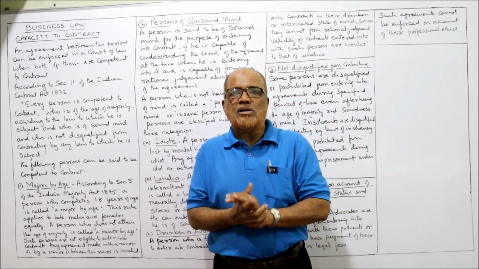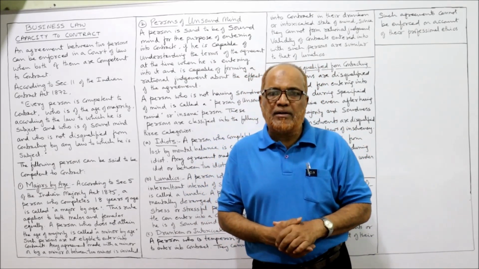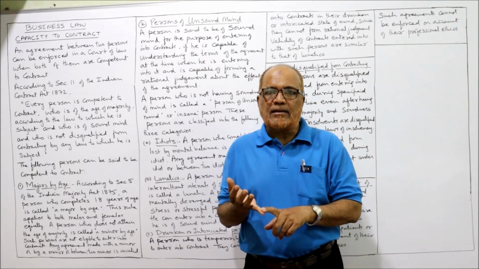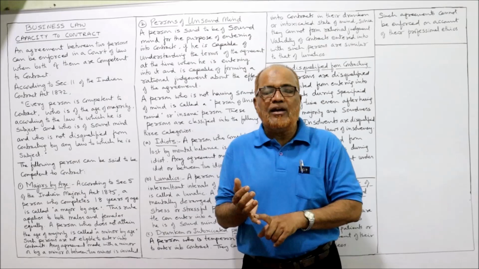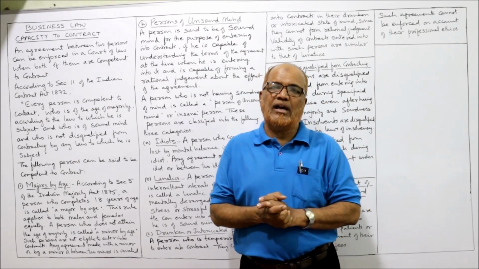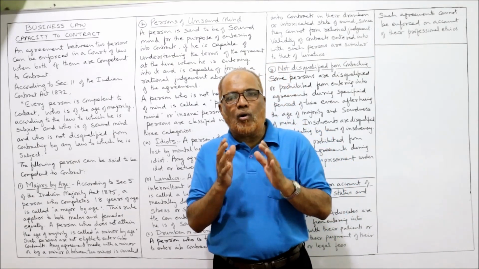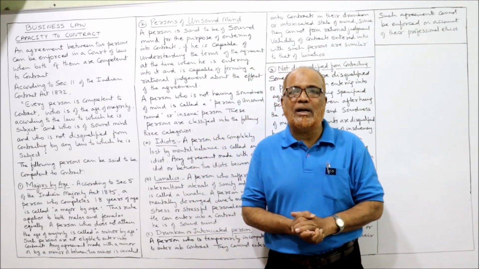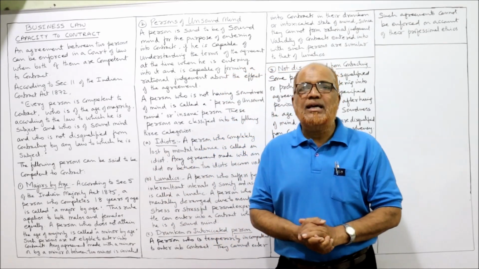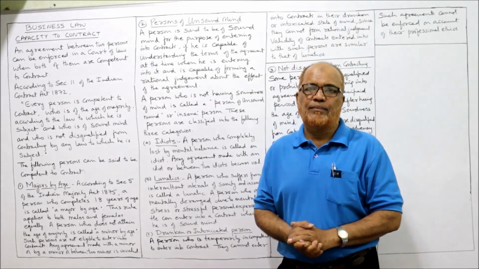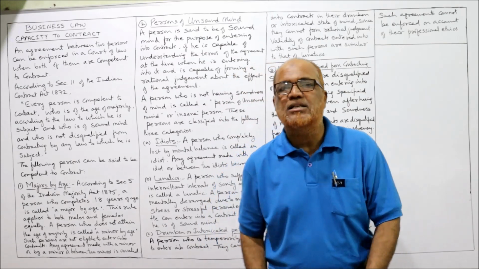So all these videos are on essential elements of a valid contract. In the last videos I have prepared the meaning of the term contract, essentials of a valid contract, offer and acceptance, consideration, free consent. All these videos have already been uploaded. So my regular viewers, if you have already watched those videos, now you are in a position to understand the contract. So in this video, now I'm going to start capacity to contract. Who is eligible to enter into a valid contract?